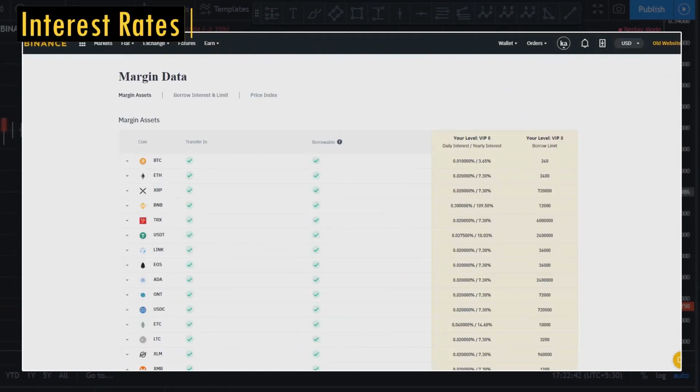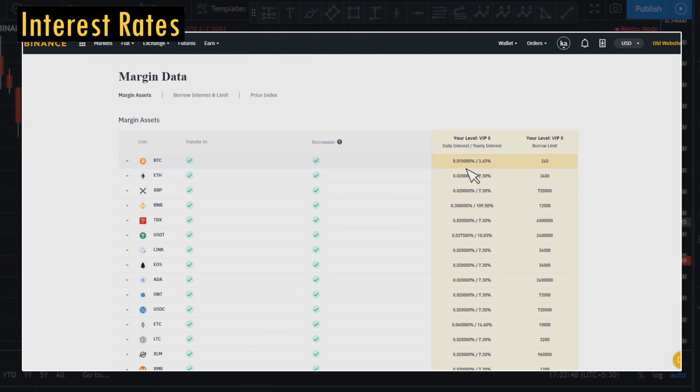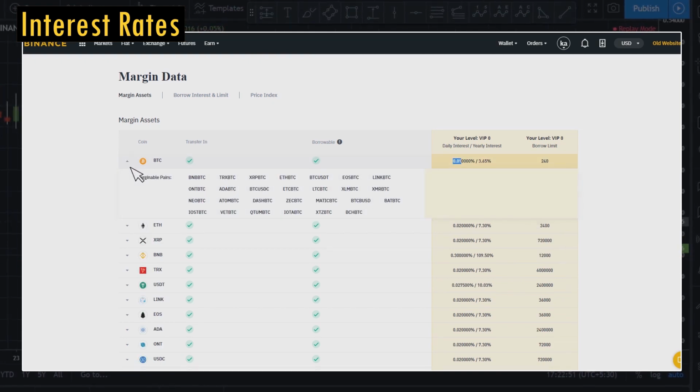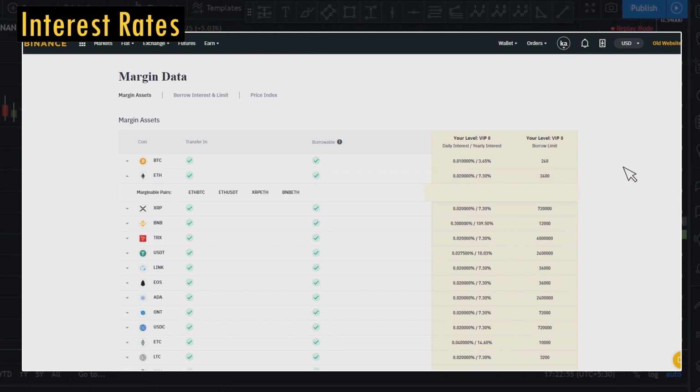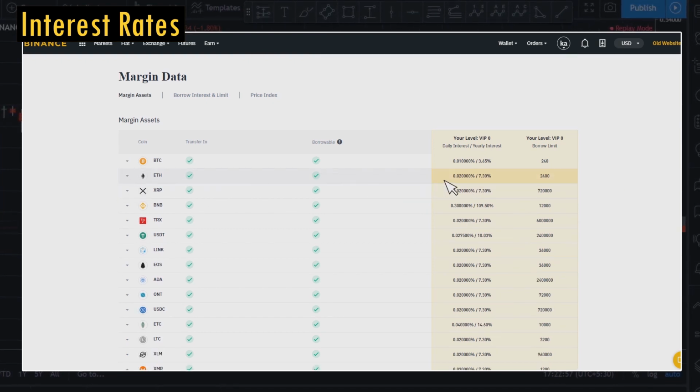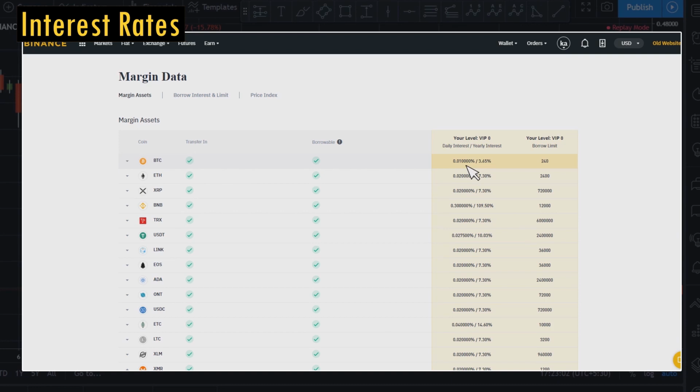Okay, this is the link where you can find the interest rates for borrowing funds, and you can see that the interest rates are different for different coins. For example, for Bitcoin it's 0.01%, and for Ethereum it's twice as much, which is 0.02%, and it's actually quite less when you compare it with trading fees, because the trading fee is just 0.1% and this is 0.01. So the interest rates are 10 times less than trading fees, which is quite less.